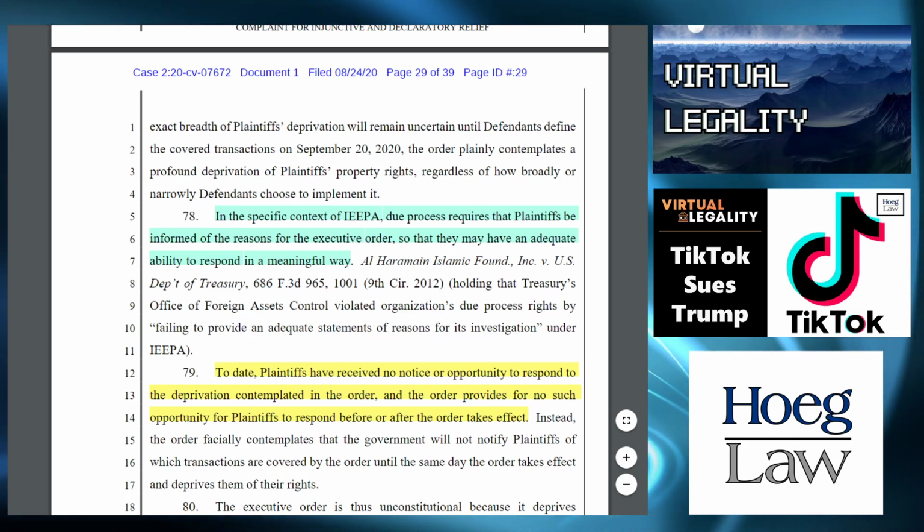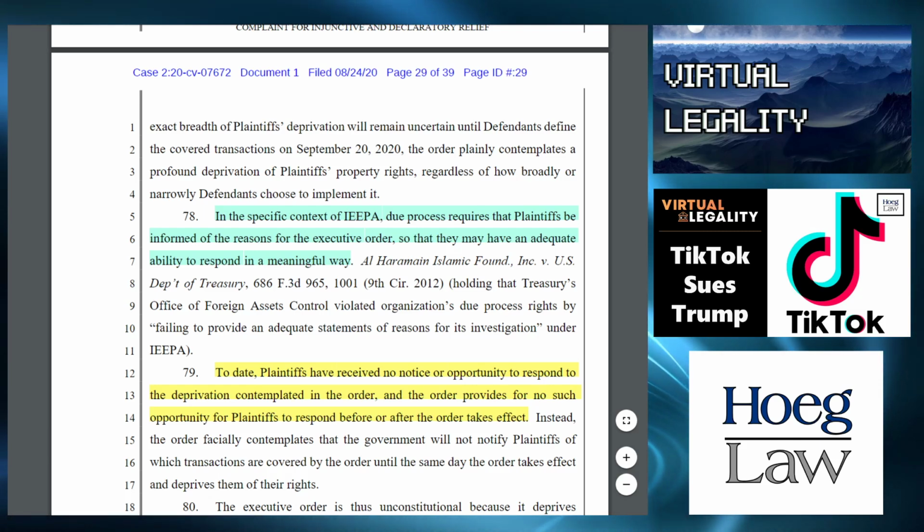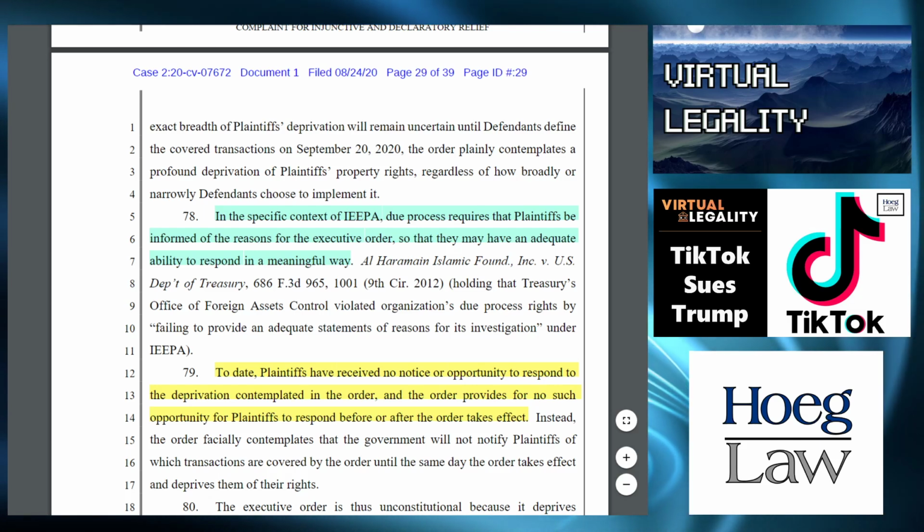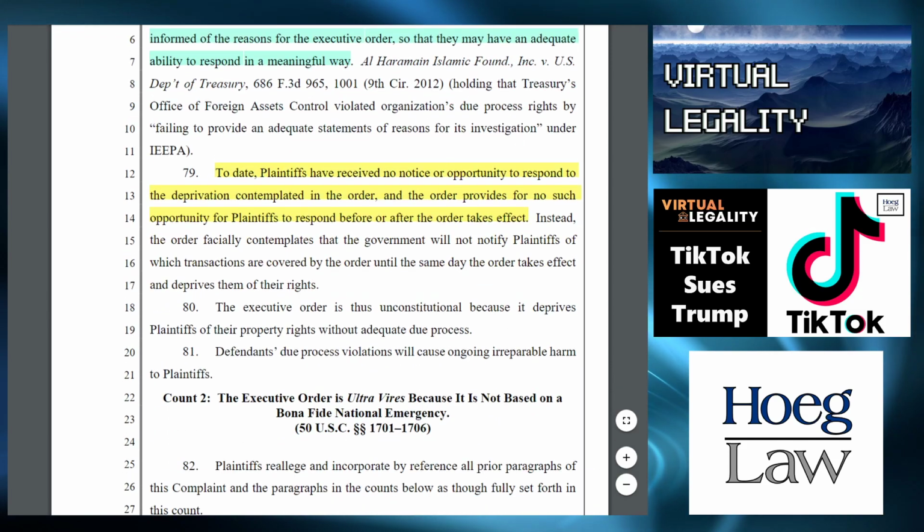So look, any court could say that due process wasn't met here. It looks to me like it's a very tough argument to make because they have been party to these government discussions the entire time. It didn't come out of nowhere. And then this 79th paragraph where they say, to date, plaintiffs have received no notice or opportunity to respond to the deprivation contemplated in the order, and the order provides for no such opportunity, doesn't really get you to a due process complaint. Now, in a perfect world, I would have a lot more sympathy to this kind of argument.